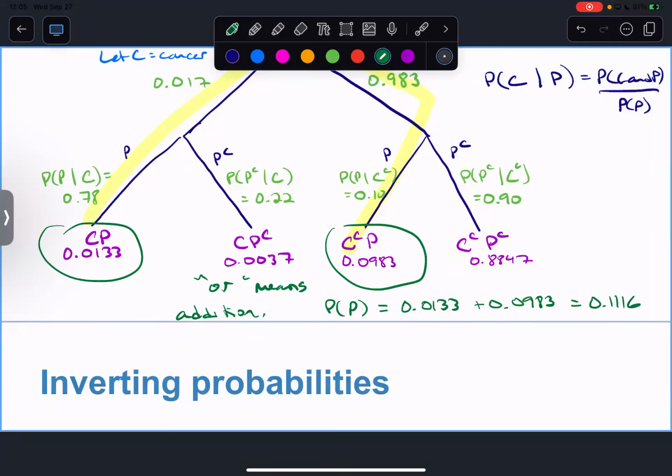And that's what I'm gonna use up here. I already have the probability of cancer and positive, right? We're looking at cancer and positive. I already have it as 0.0133. So from here, I have 0.0133 divided by 0.1116, which is, I'm gonna say 0.12. Hopefully these pre-baked notes are right.